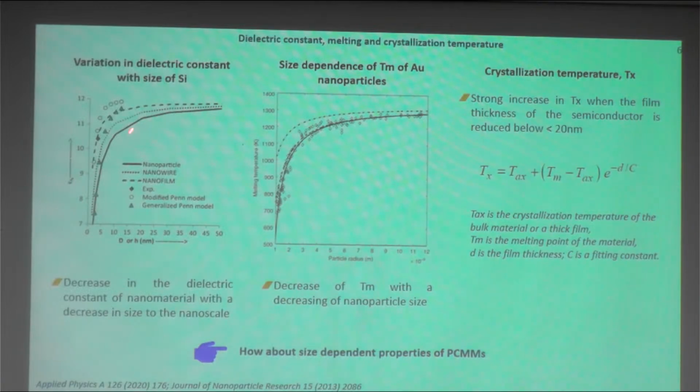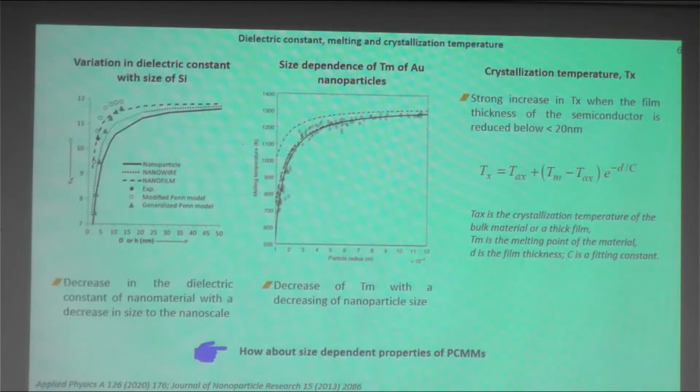Here, this is the nanoparticles, and here this is nanofilm. So we see the reduction in the dielectric constant. Then the melting point is also changing, so it increases for nanofilms, nanowires too. And here the crystallization temperature also changes for silicon thin films, with thickness less than 20 nanometers, and it can be calculated by this equation. So we can see that the material properties change with the size.